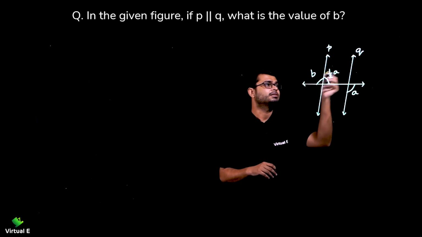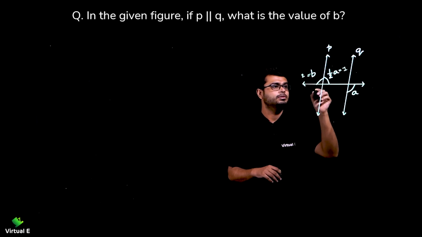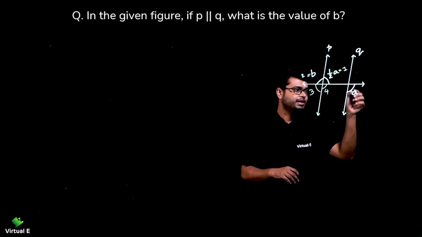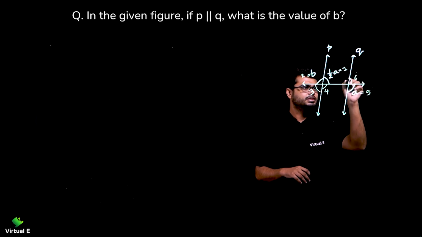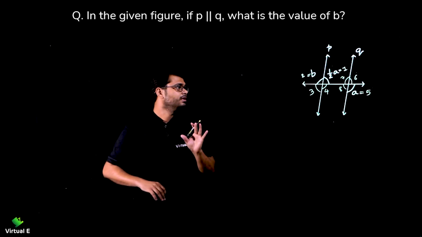So let's start with this angle. Let's say over here 1, here 2, then 3 and 4, right? Let's say this angle 5, this 6, here 7 and 8. Then naming of the angles is done.